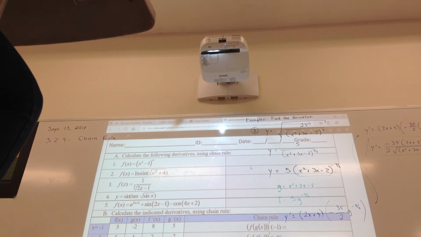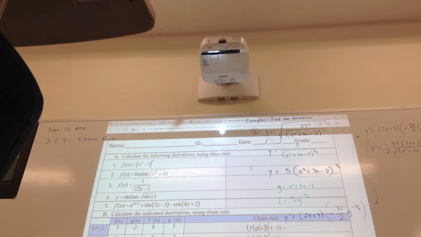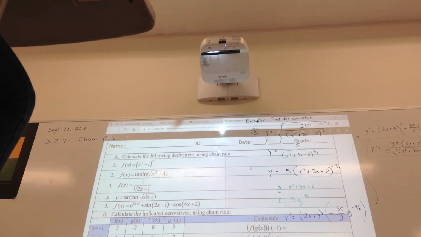Fine. Tomorrow we're going to begin with this activity, but right now I'm going to do some examples together with you, okay? For tomorrow we need to finish the 3.2.2, 3.2.3, the product and quotient. This one is due Tuesday. Not Monday, Tuesday. Okay.